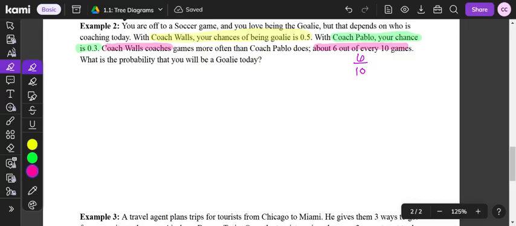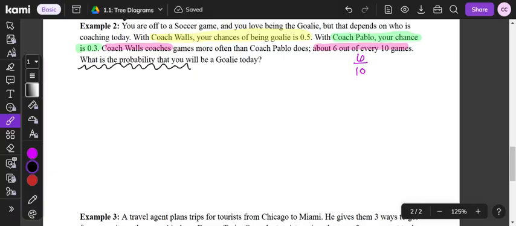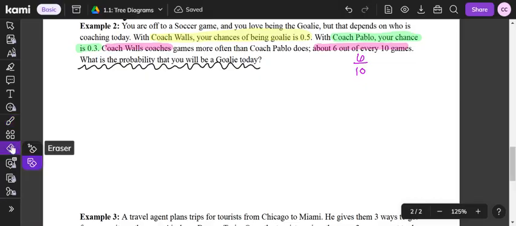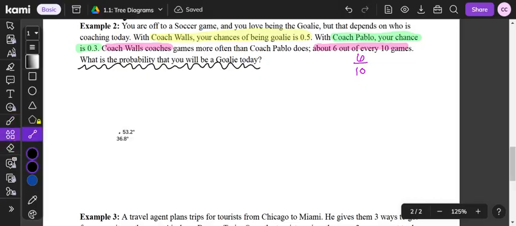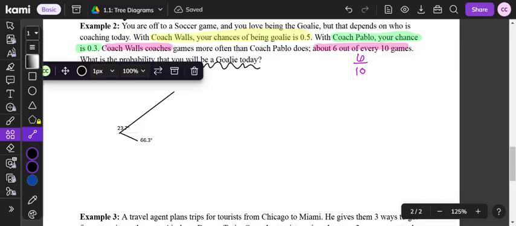very good. All right, now let's see if we can draw a tree diagram for this model. So the tree diagram is what is the probability that you will be a goalie today. So we're going to draw this tree diagram from your perspective. So you show up to the game, and before you even figure out if you're getting put in or not, you probably need to know who's coaching the game, right? So you show up to the game, and there are two possible outcomes. Either Coach Walls is coaching or Coach Pablo is coaching, right?